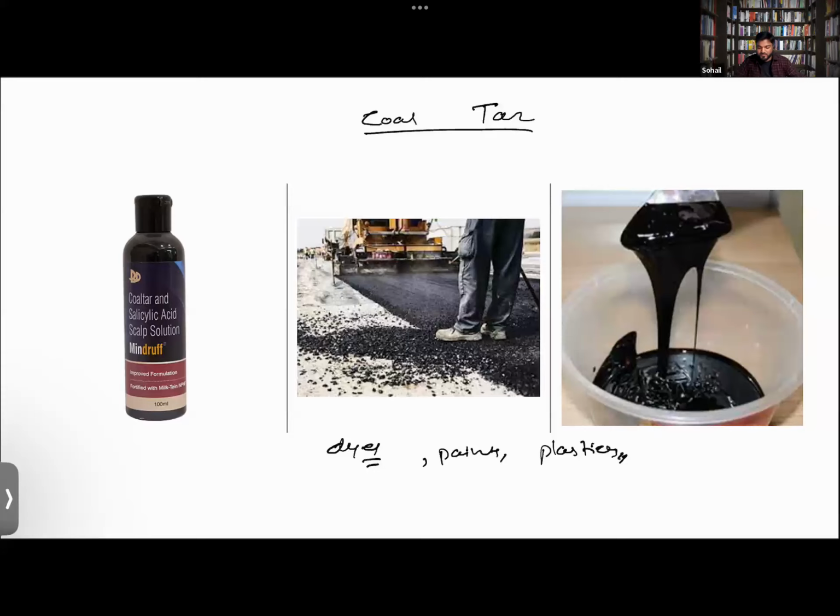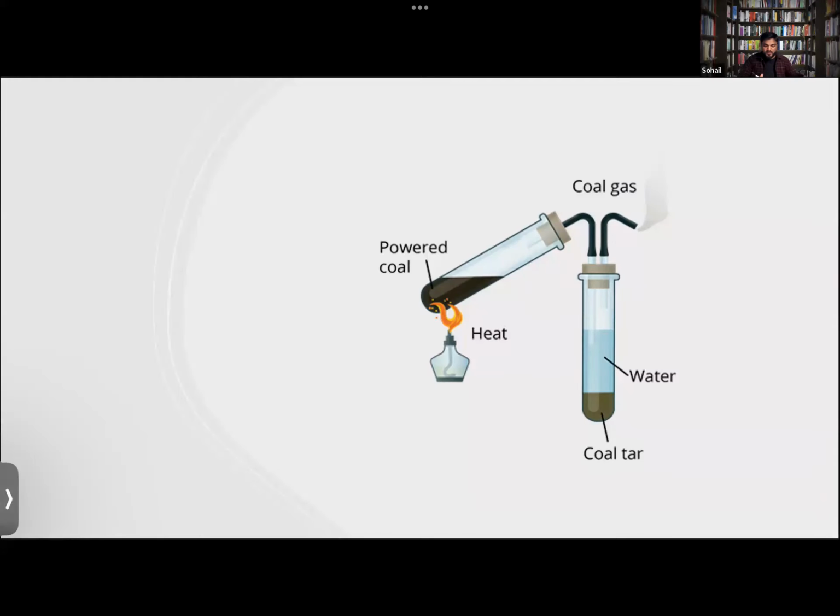Then we have the coal gas also. Okay, now have a look at this image. What does this show here? What are we doing here? Initially हमने क्या किया है? क्या heat किया हमने? We take powdered coal and when we heat it, the coal gas is released. And also when we heat it, coal tar is produced.